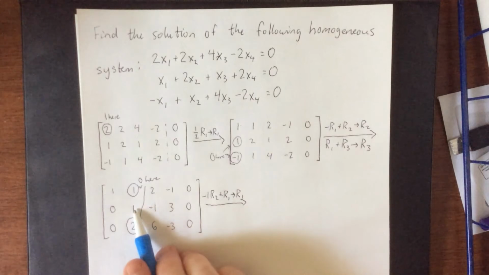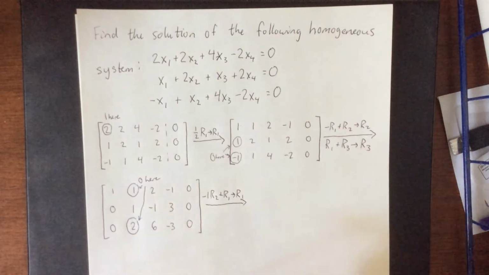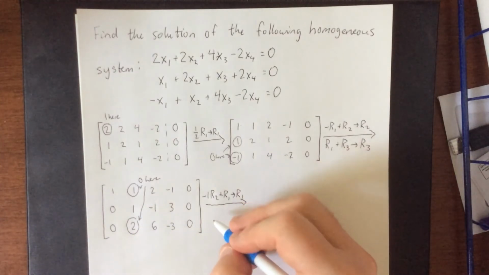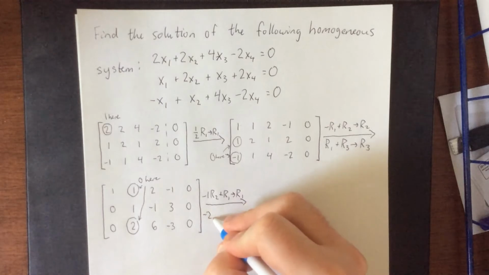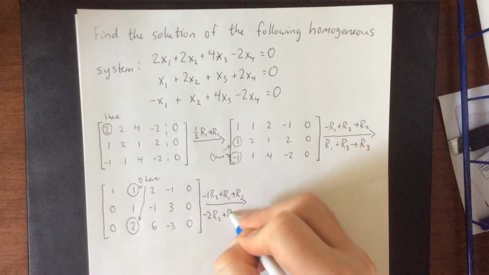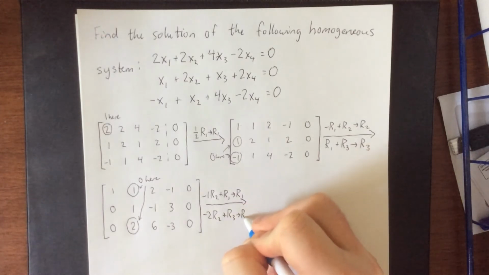Then we'll take negative 2 times the second row and add to the third row to get a new third row. So negative 2 times row 2, we're going to add that to row 3 to obtain the new row 3.